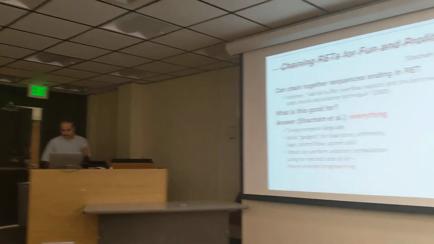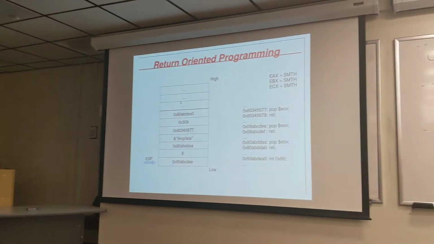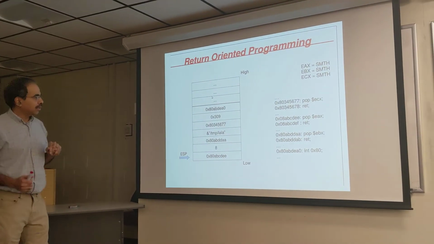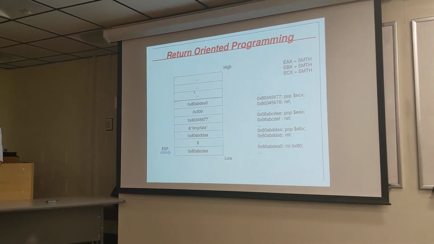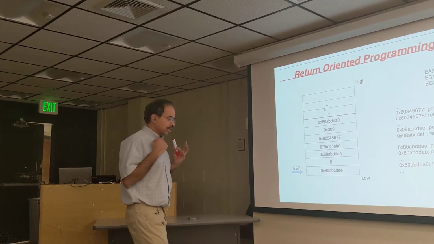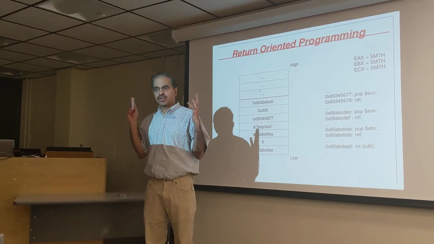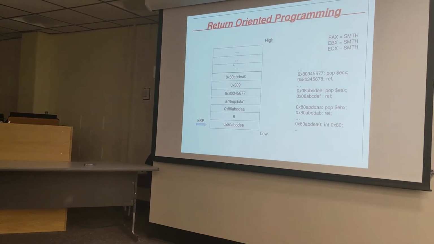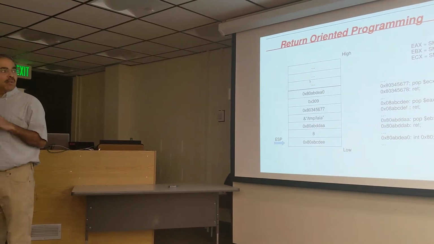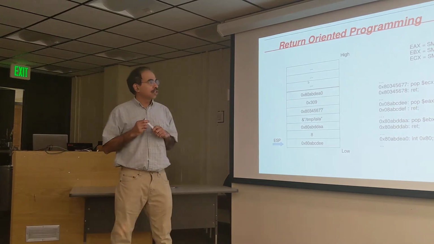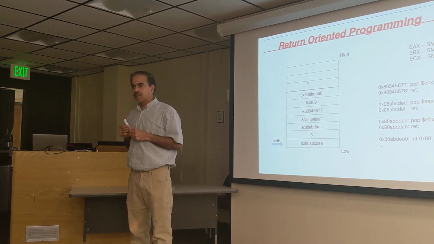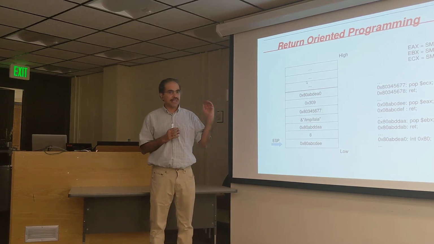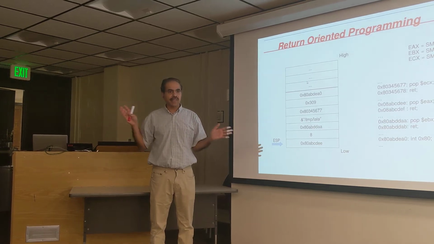So let's see how this works. I'm going to show you an example, and the goal of this example is to execute a system call. The attacker wants to execute a system call, and for instance, one system call could be to execute a shell. But a more common target is to change the memory protection, because even though by default the program is configured so that the data is not executable and code is not writable, this is a default.